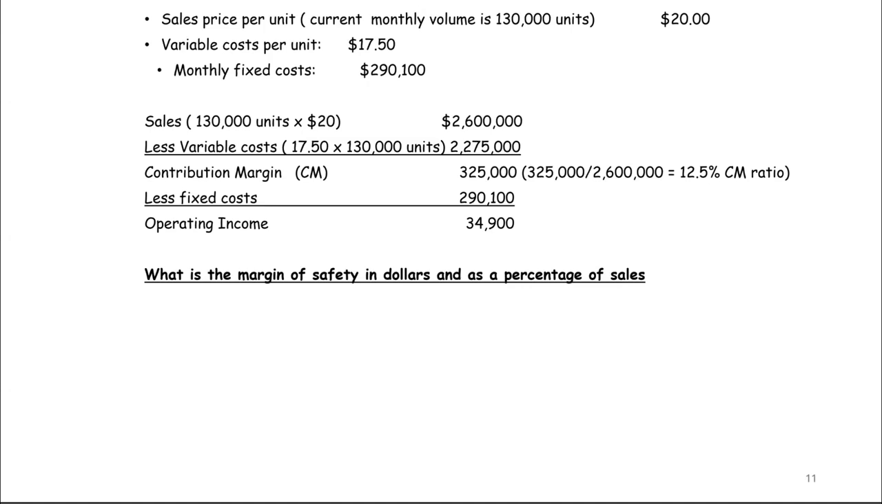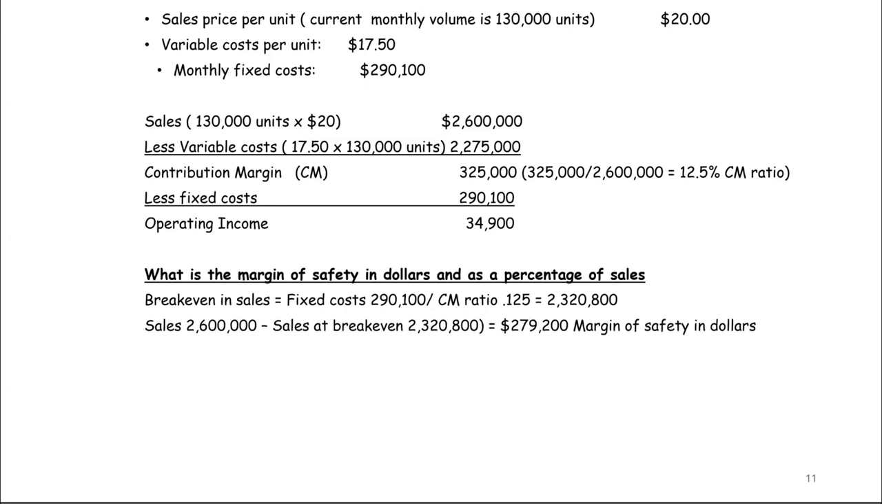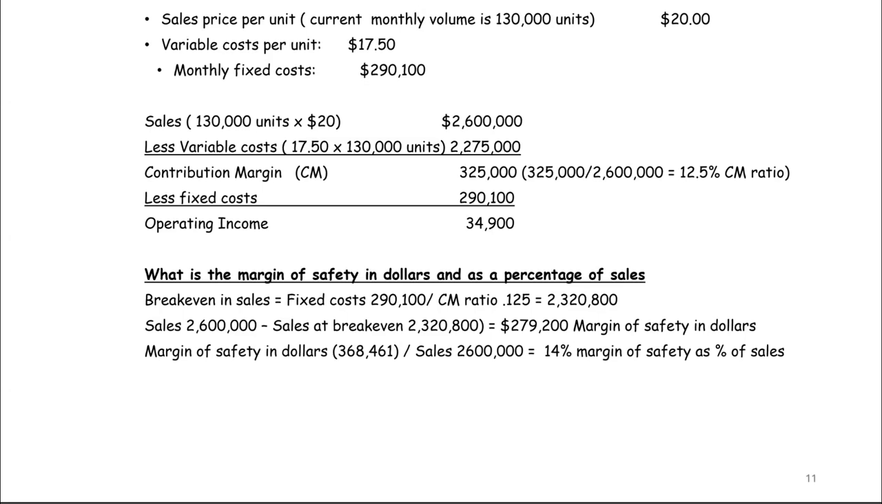Now, what is the margin of safety in dollars and as a percentage of sales? We would take our break-even in sales and subtract that from our sales, and it tells us that at this level, $2,006,000, we have $279,200 as a margin of safety. I like a percentage better. And that tells you that sales can drop 14% before you need to make cuts to make money.